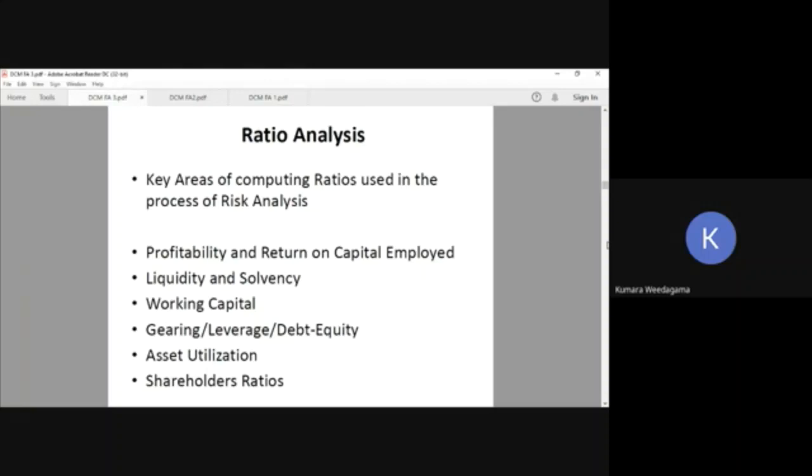So can you explain ratio analysis use of average balance again? Okay.